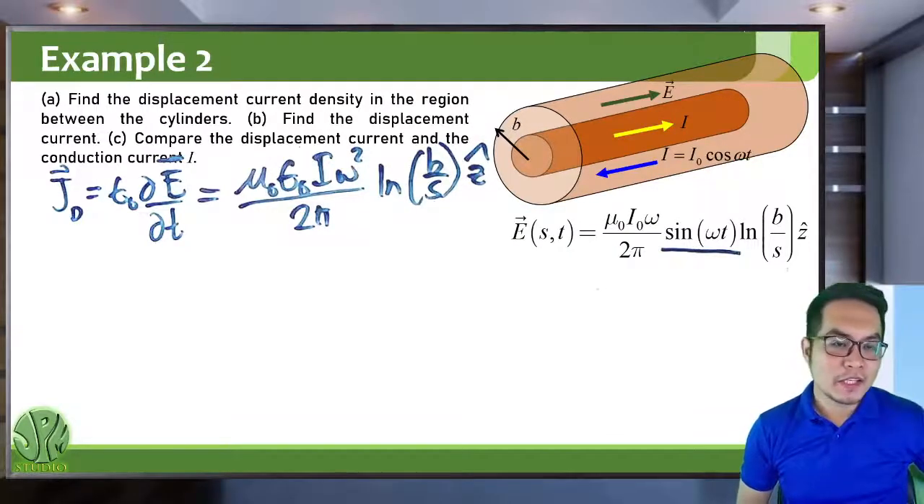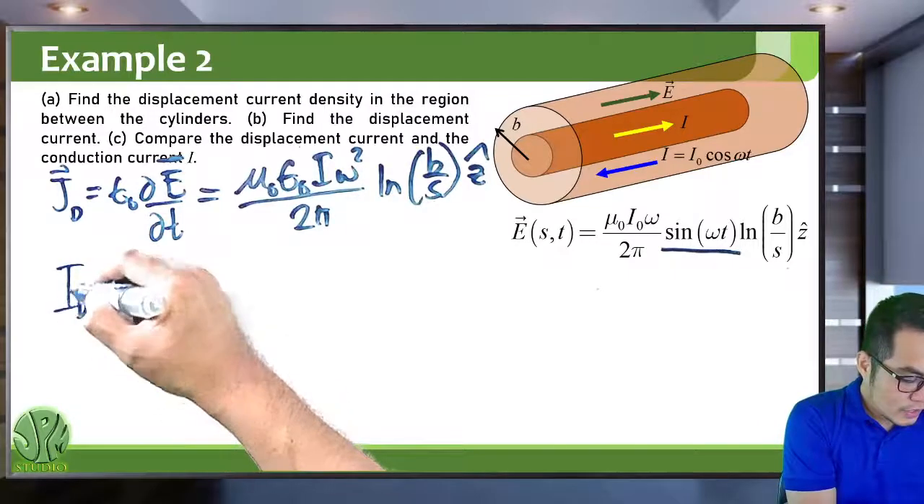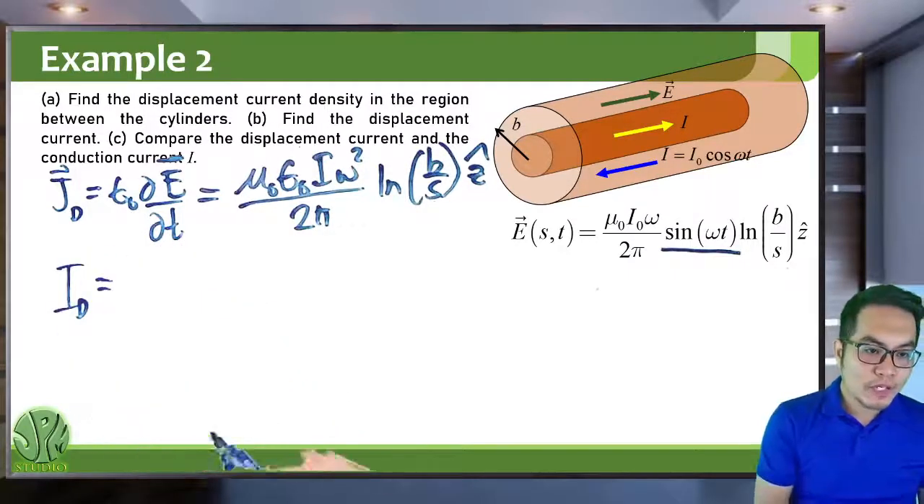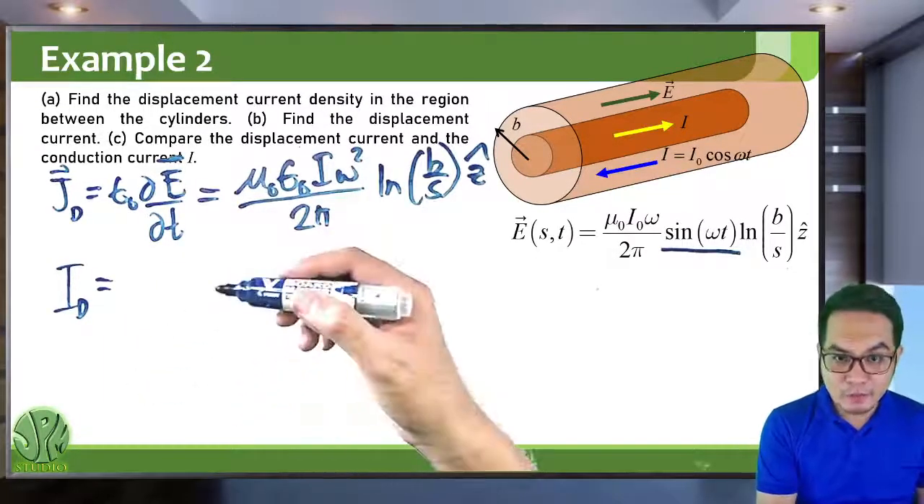Okay, find the displacement current. So to find the displacement current, if you know the volume current density, then volume current density is just current, displacement current per unit area.